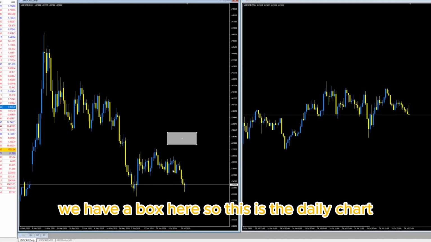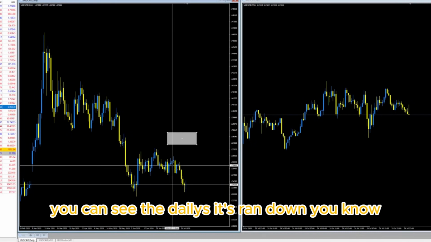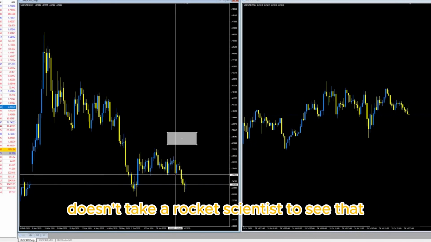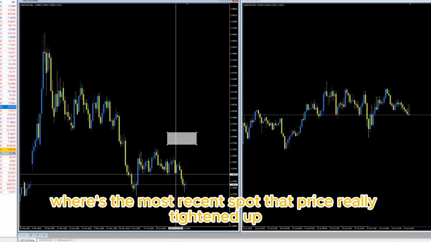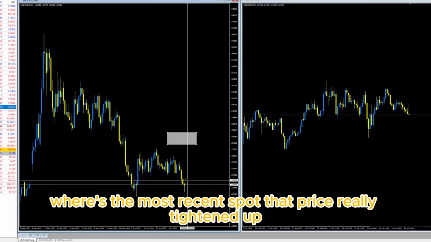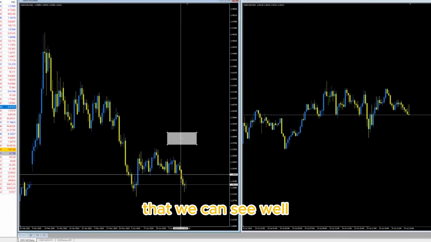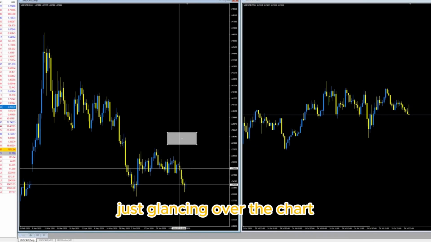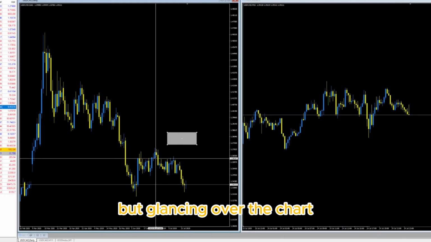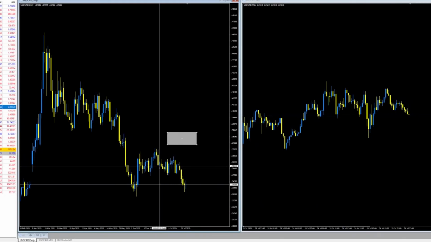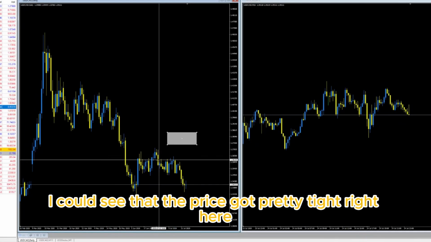So this is the daily chart. You can see the dailies have run down, it doesn't take a rocket scientist to see that. But where is that contraction period? Where's the most recent spot that price really tightened up, that we can see? Well, just glancing over the chart, remember, you don't need to make this too difficult. But glancing over the chart, I see we pushed down right here, and we had this blue candle, yellow candle. I can see that the price got pretty tight right here.